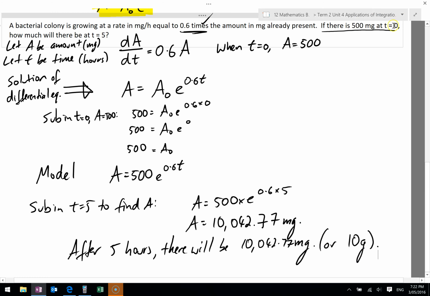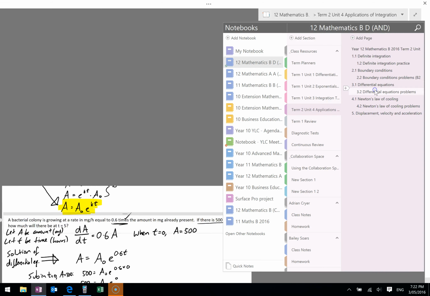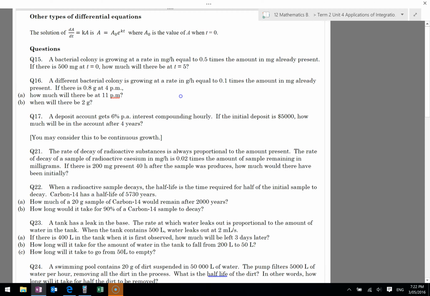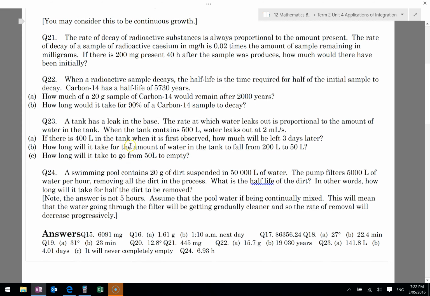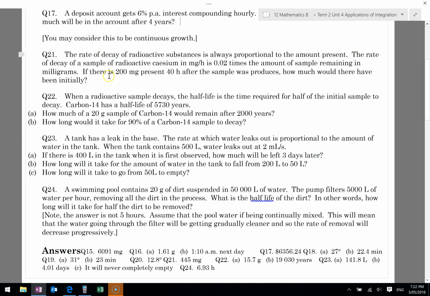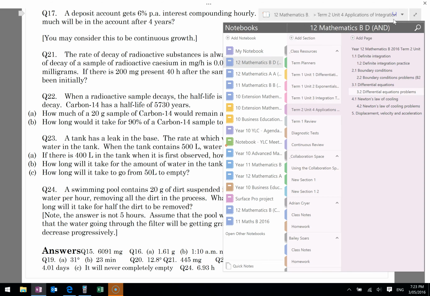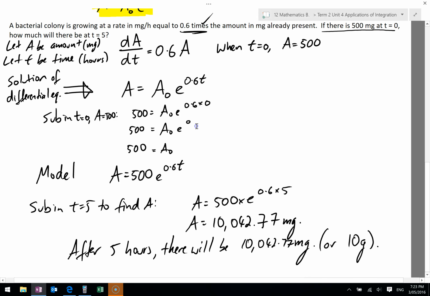Okay, so from here, there's a whole heap of similar problems. Bacterial colonies growing, interest rates compounding continuously. There's probably some decay problems in here as well, tanks leaking at the base, and some sort of challenge problems down the end. But they're all going to be the same idea.